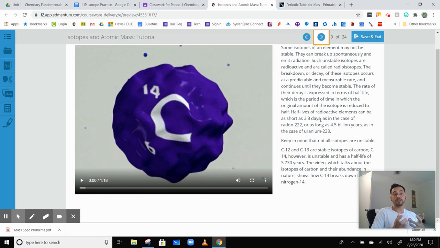And it takes a specific amount of time for them to lose their neutrons. And we can use that information to date things, to figure out how long something has been dead or how long it has been in the ground, right? So we can use radioactive dating to figure out how long something's been there.